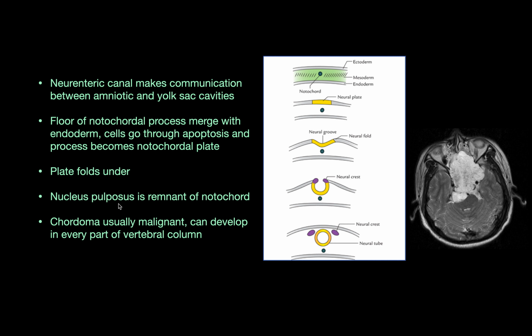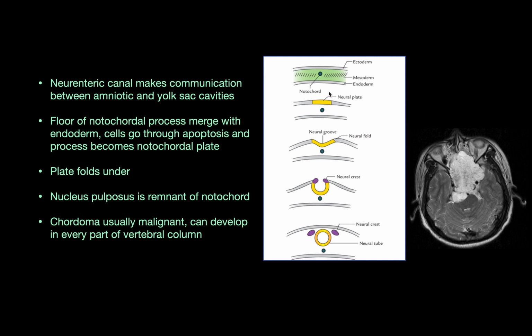The nucleus pulposus is the remnant of the notochord, and chordomas are malignancies of the notochord or the spinal cord. Usually they are malignant, and they can develop in every part of the vertebral canal. Here it is. It has even infiltrated the brain. See right here, this should still be gray matter, right?